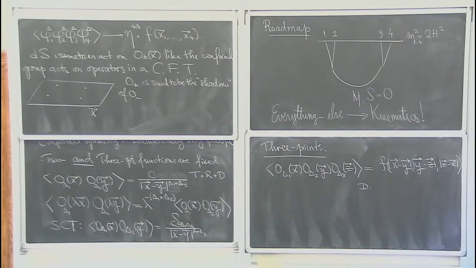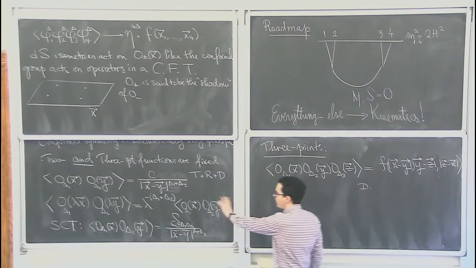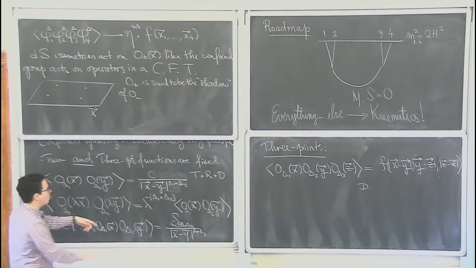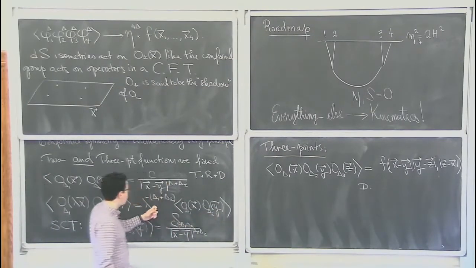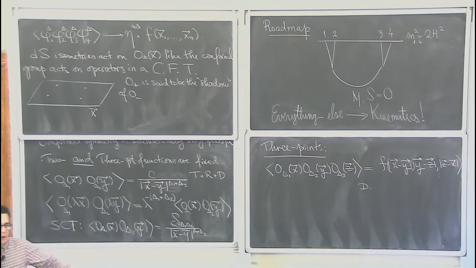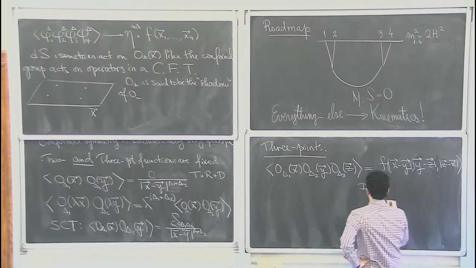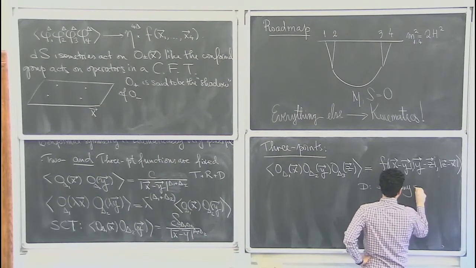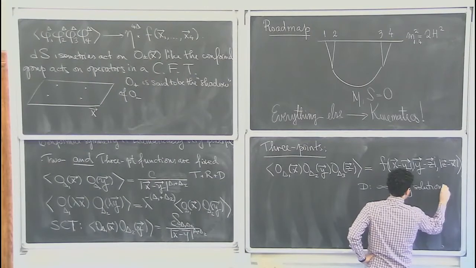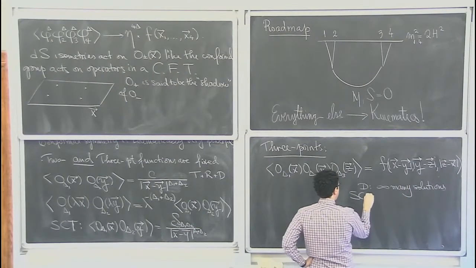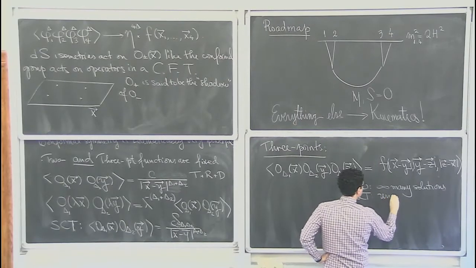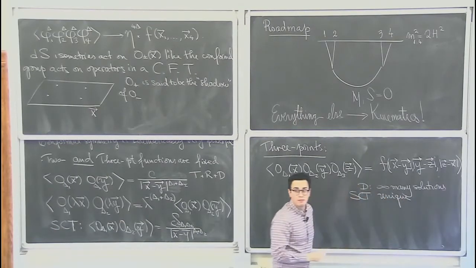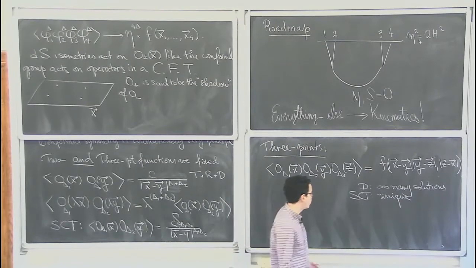How many solutions do you think there are for something that will transform covariantly like this? If you rescale all the coordinates, you get back the same solution up to a factor of lambda to a certain power. I'll let you think about it, but if you impose dilatations, there are infinitely many solutions. Now if you impose special conformal transformations, it's unique. So this special conformal transformation has teeth.